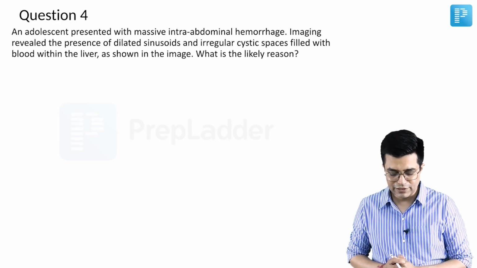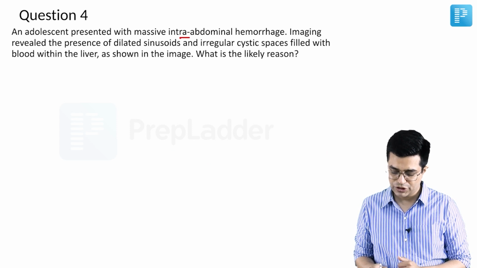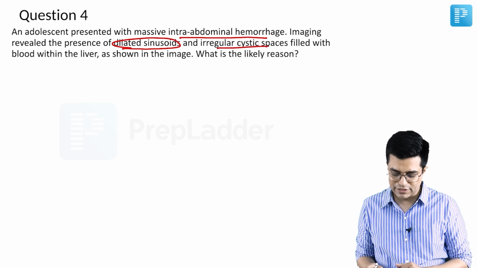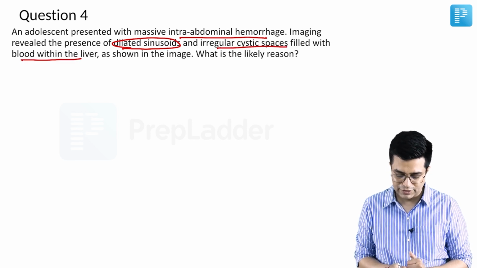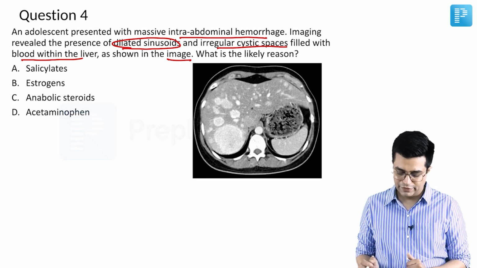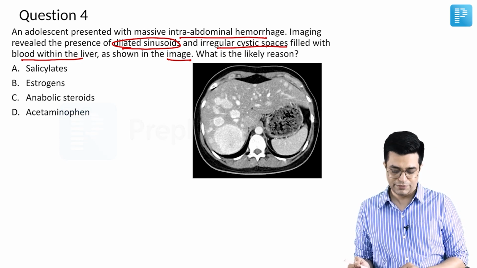An adolescent presented with massive intra-abdominal hemorrhage. Imaging revealed the presence of dilated sinusoids and irregular cystic spaces filled with blood within the liver, as shown in the image. What is the likely reason? So the options have been given and a CT image has been given as well.